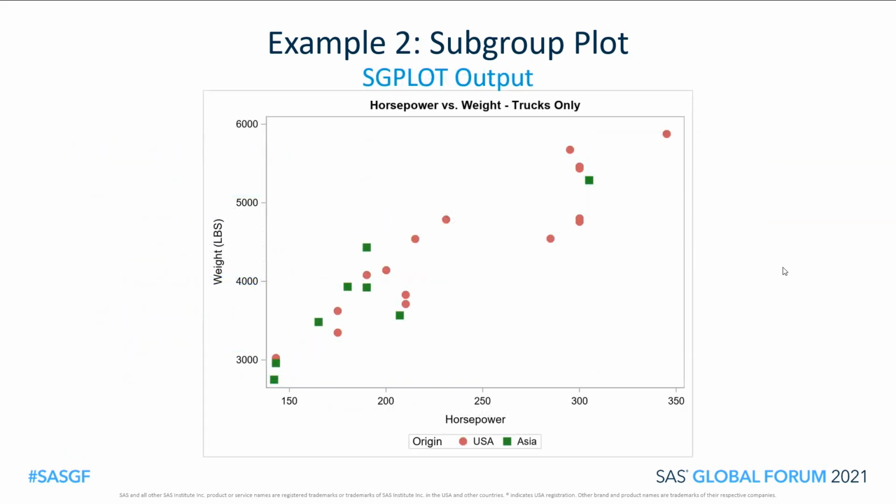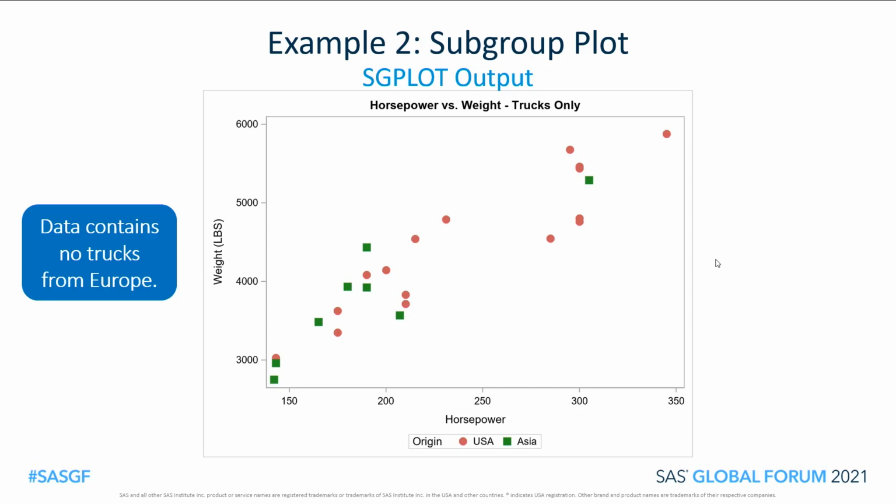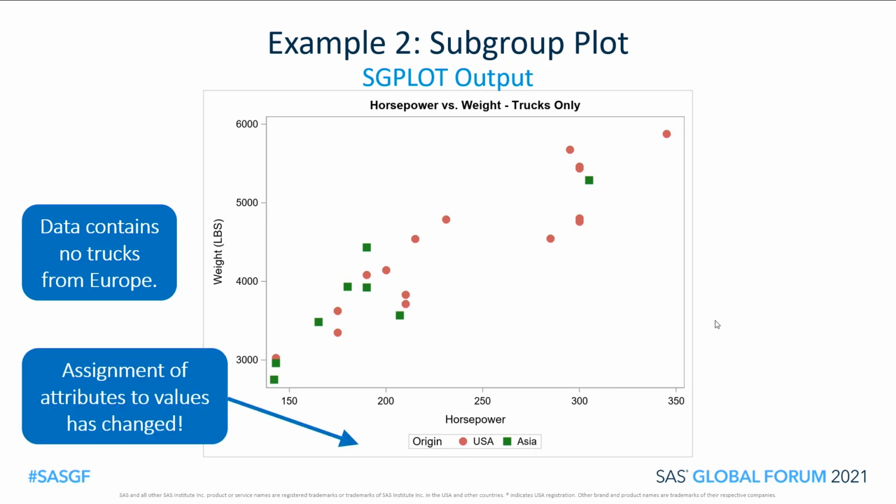You'll notice, of course, there are far fewer points on our plot because we're only including the trucks. Another thing you might notice is there are no trucks from Europe in the data set. So if we look at the origin or the legend at the bottom, we see the origins are USA and Asia. You'll also notice that the assignment of the attributes has changed. On our first graph, the red circle was Asia and the green square was Europe. Now the red circle is USA and the green square is Asia.